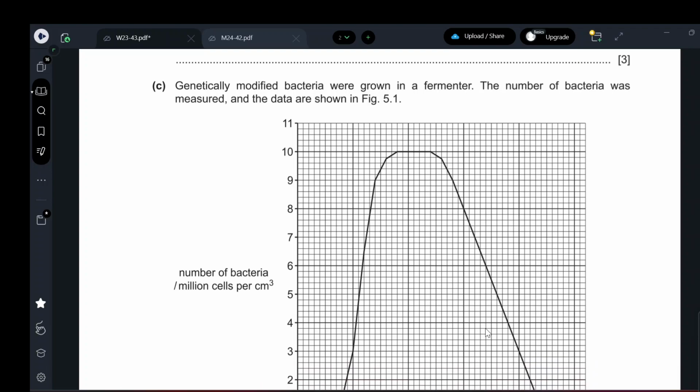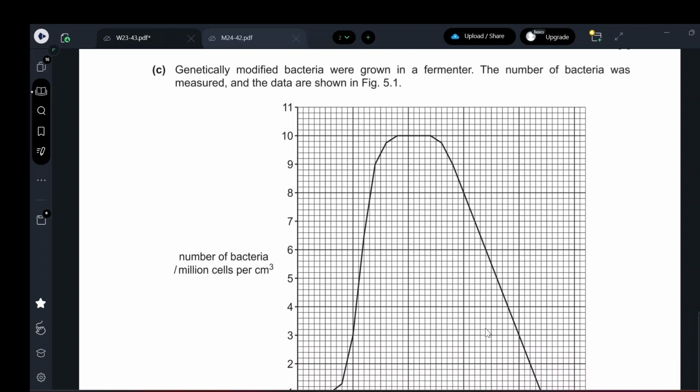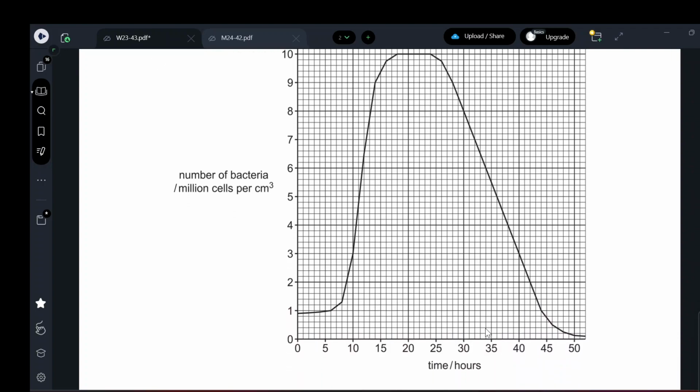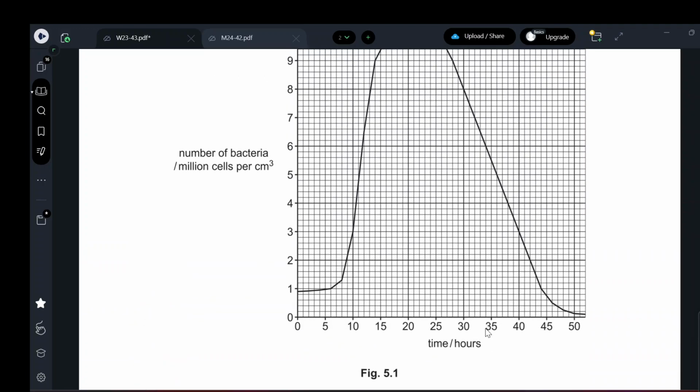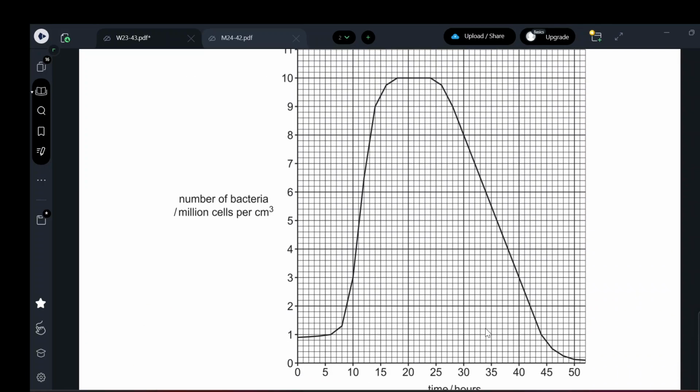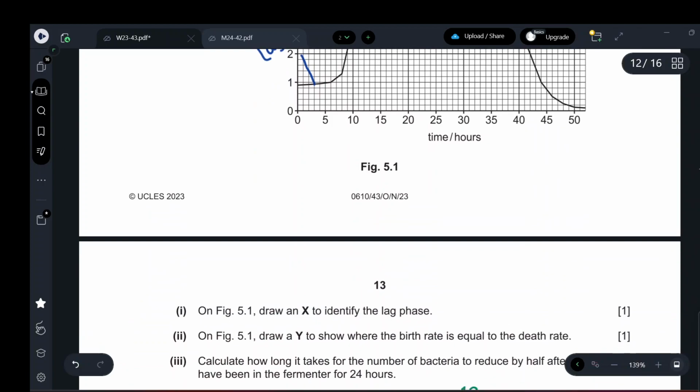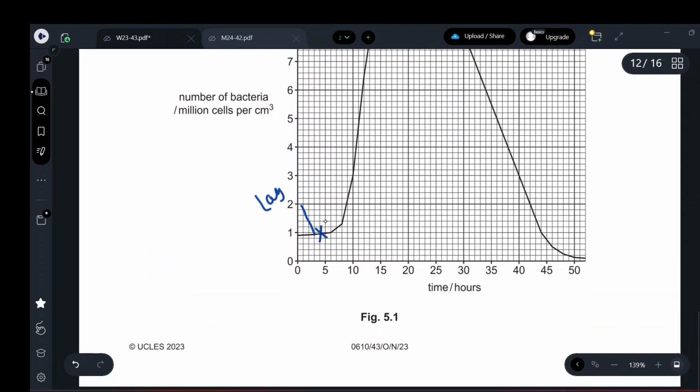Genetically modified bacteria were grown in the fermenter. The number of bacteria was measured and the data are shown. On the figure, identify the lag phase. Phases of the growth curve: lag, log, stationary, death. Where is the lag phase? At the beginning. This is the lag phase. He said draw an X to identify the lag phase.